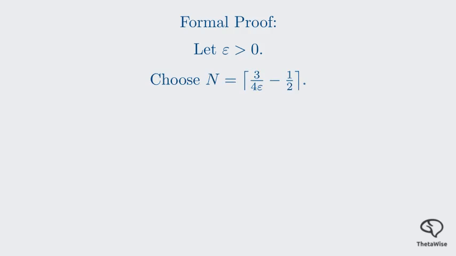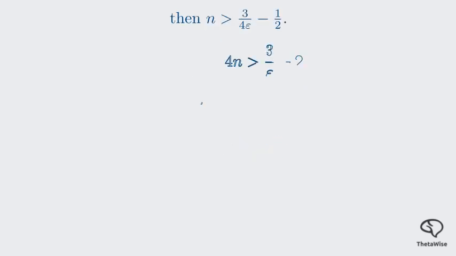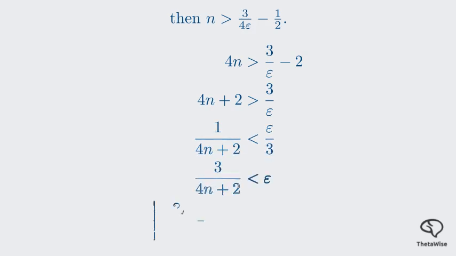Now for the formal proof. Let epsilon be a positive number. Choose N to be the ceiling of 3 over 4 epsilon minus 1 half. Assume n is greater than N. Then n is greater than 3 over 4 epsilon minus 1 half. Working backward from here, multiplying by 4, adding 2, and taking the reciprocal, we get that the absolute value of our expression is less than epsilon. This verifies that our chosen N works, and the sequence converges to 3 halves.